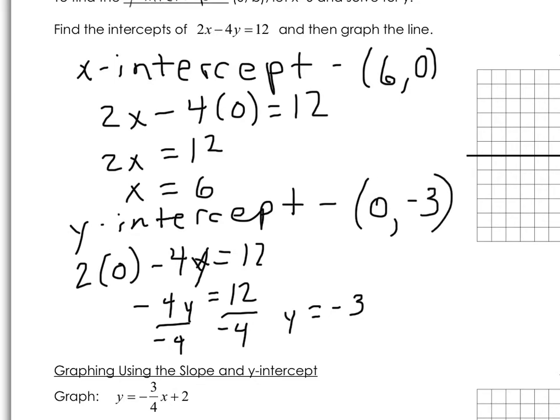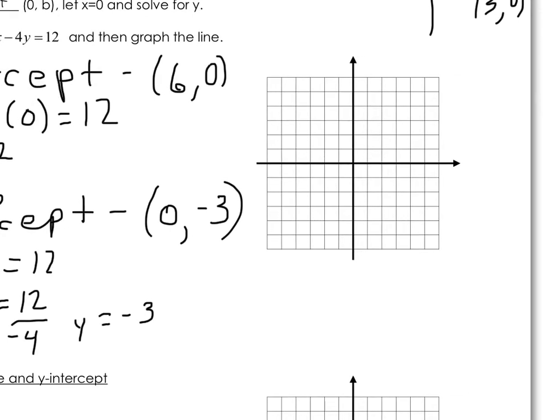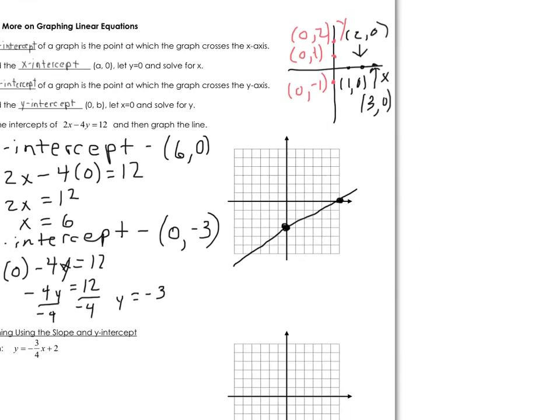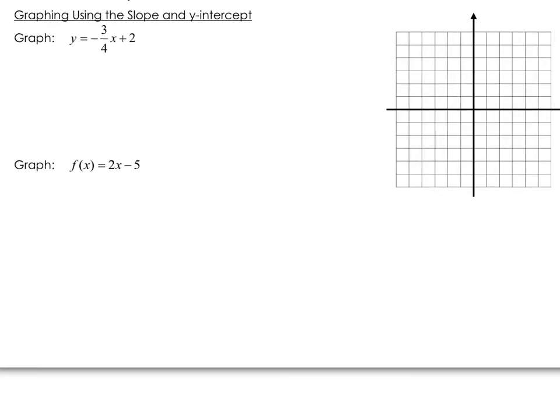We can use those two intercepts to graph our line. Let's put that (6, 0) on the graph. Let's put our (0, -3) on the graph. How many points does it take to determine a line? 2. We found the x and the y-intercept, and then we graphed them, and now we know where our line is.